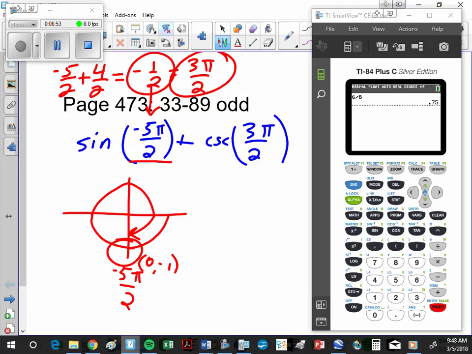So the sine of negative 5 pi over 2 is negative 1. And then 3 pi over 2 is the same angle, but it's the cosecant. What is the cosecant? It's just the reciprocal of the sine. So it's negative 1 upside down, which is 1 over negative 1, which is still negative 1. So it's actually negative 1 plus negative 1, which is negative 2. Okay.